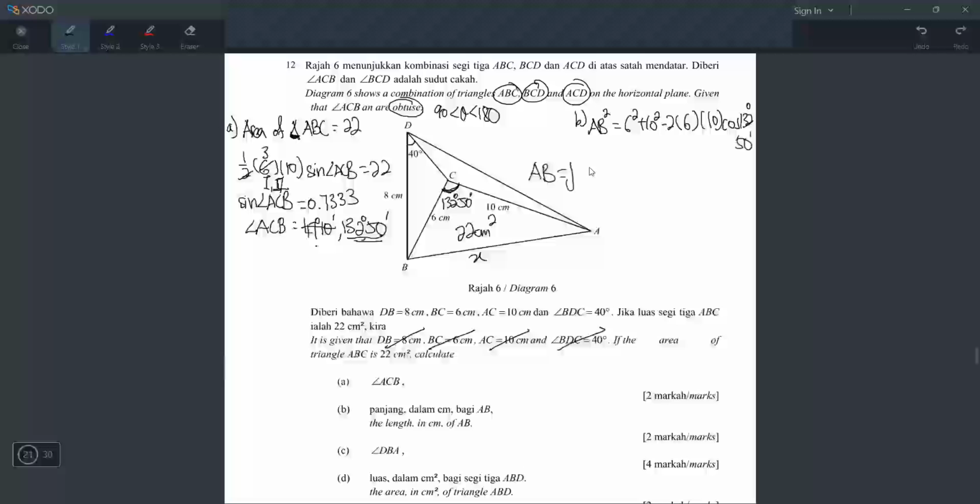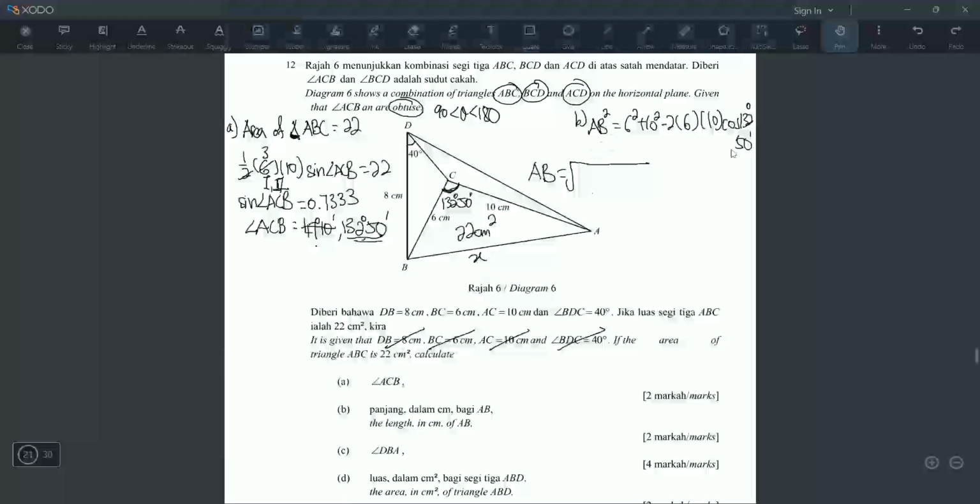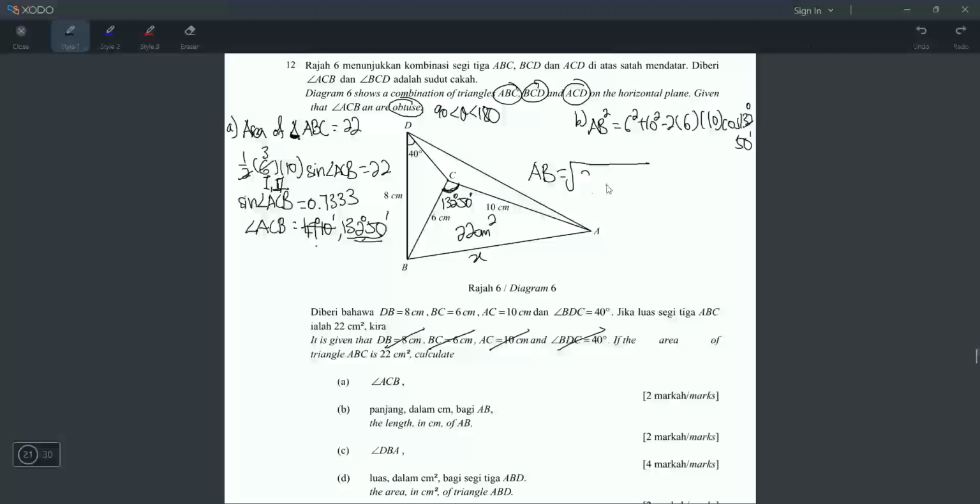Okay, the square you can move there, become square root. Okay, and then I will press all of this inside the calculator. Okay, so I will press now 6 square plus 10 square minus 2 open bracket 6 and then open bracket 10 and then cos 132 degree 50 minute. Okay, the calculator give me 217.58, but of course this is not the answer yet. This is, I belum square root lagi, 217.58 and then blah blah blah, right?